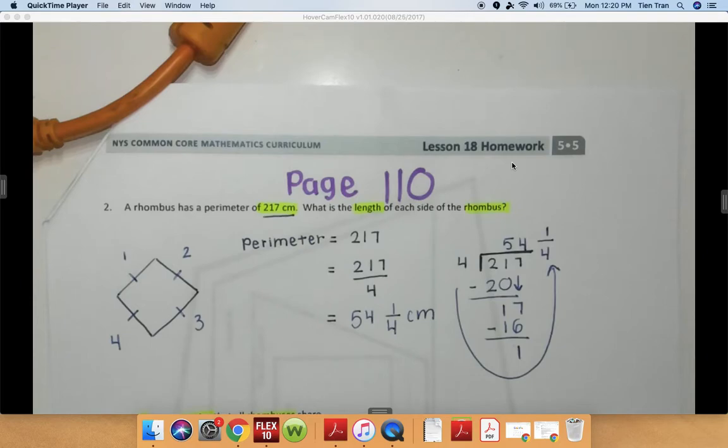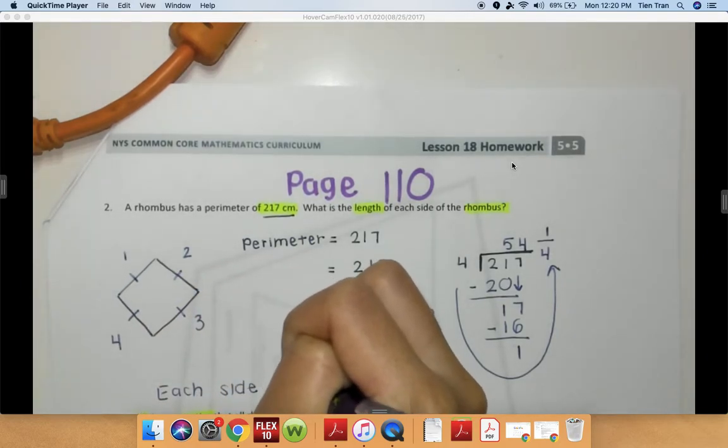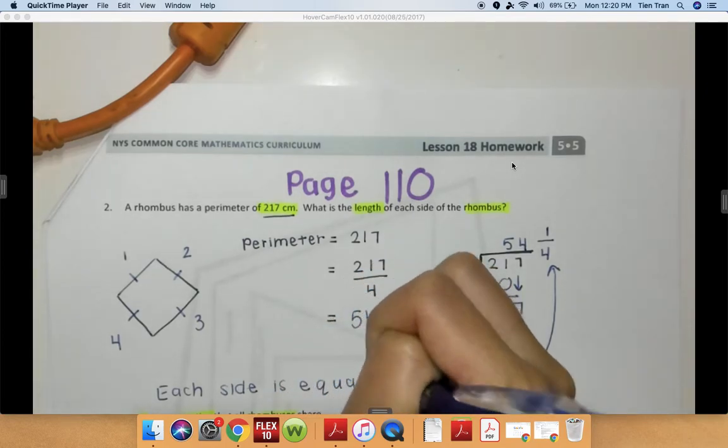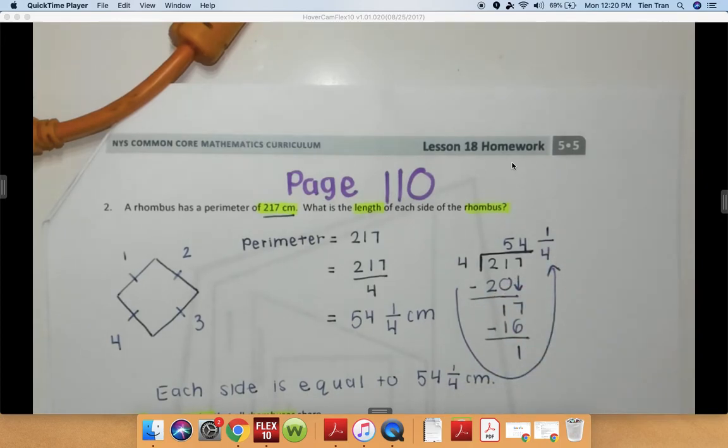Okay, so each side is equal to 54 and 1/4 centimeters.